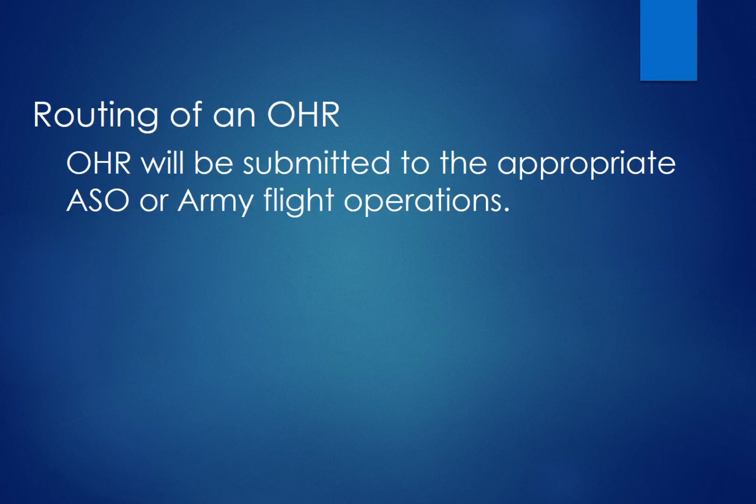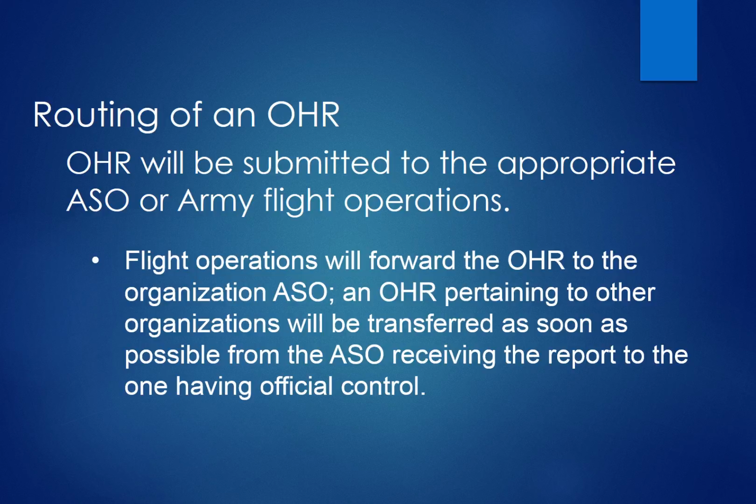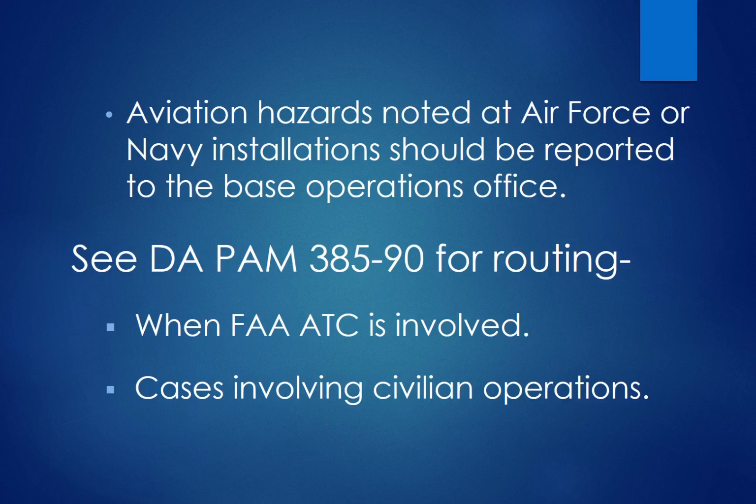Routing of an OHR. An OHR will be submitted to the appropriate ASO or Army Flight Operations. Flight Operations will forward the OHR to the organization ASO. An OHR pertaining to other organizations will be transferred as soon as possible from the ASO receiving the report to the one having official control. Aviation hazards noted at Air Force or Navy installations should be reported to the Base Operations Office. See DA PAM 385-90 for routing when FAA ATC is involved or cases involving civilian operations.